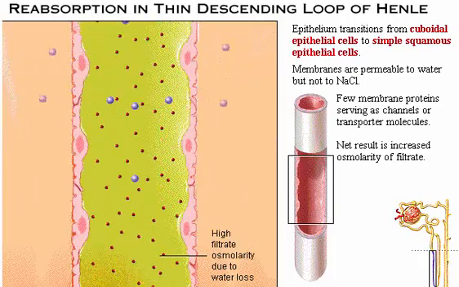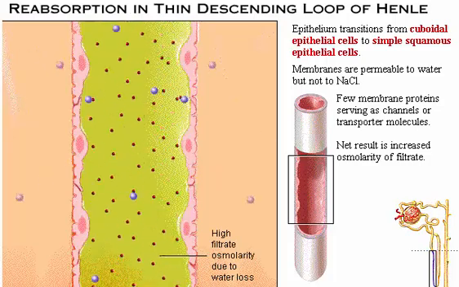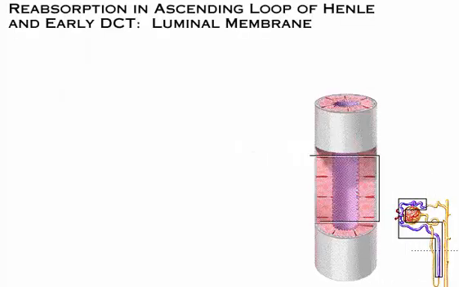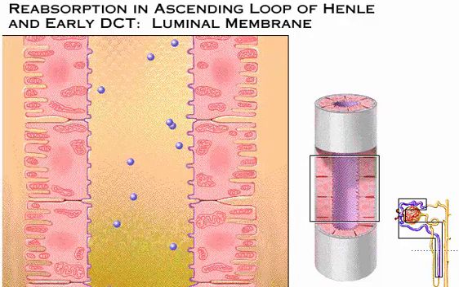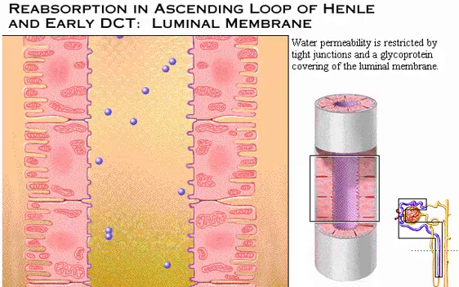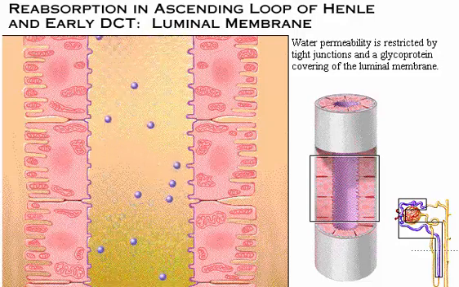As the loop of Henle ascends toward the cortex, the thin squamous cells transition to simple cuboidal cells of the thick ascending limb and early distal convoluted tubule. Water permeability of these cells is greatly restricted by tight junctions and by a glycoprotein layer that covers the luminal membrane. Click the box on the luminal membrane to see the activity there.